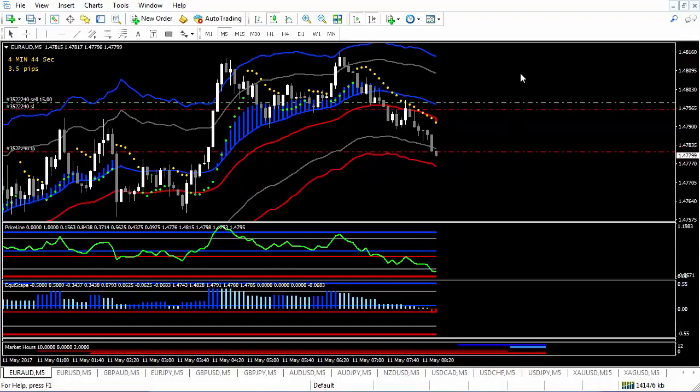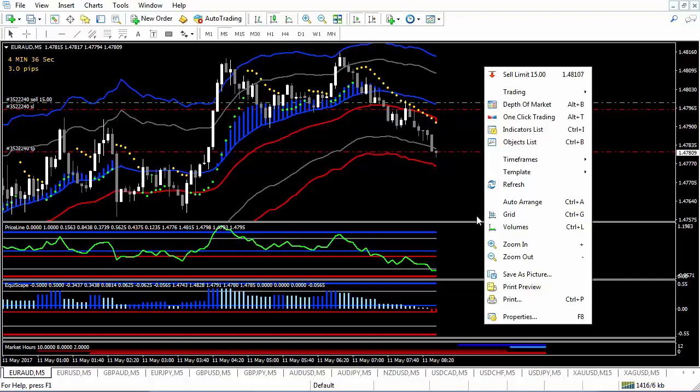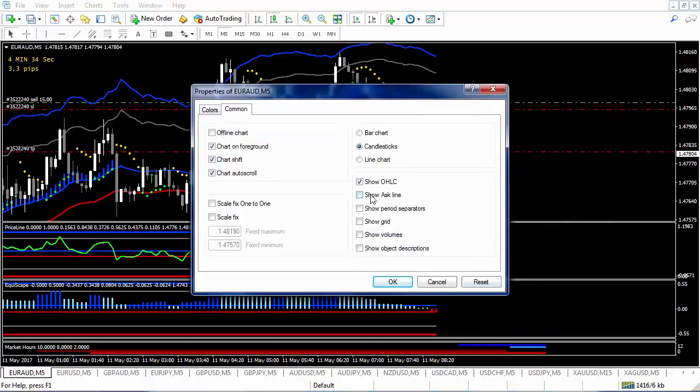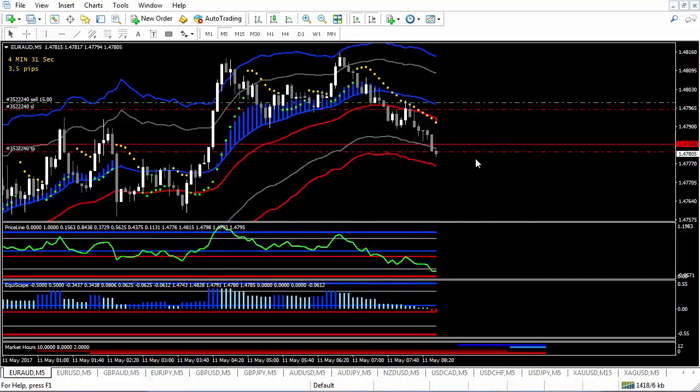Now, I am going to show the ask line, and that is going to show me exactly where I need to hit. If I right click, properties, under the commons tab, show ask line, what I'll get is the ask line. This is what this solid red line is. This solid red line has to hit my exit. Once that hits my exit, then I will be out of the trade. So that is what we're watching, not the price, but this ask line.